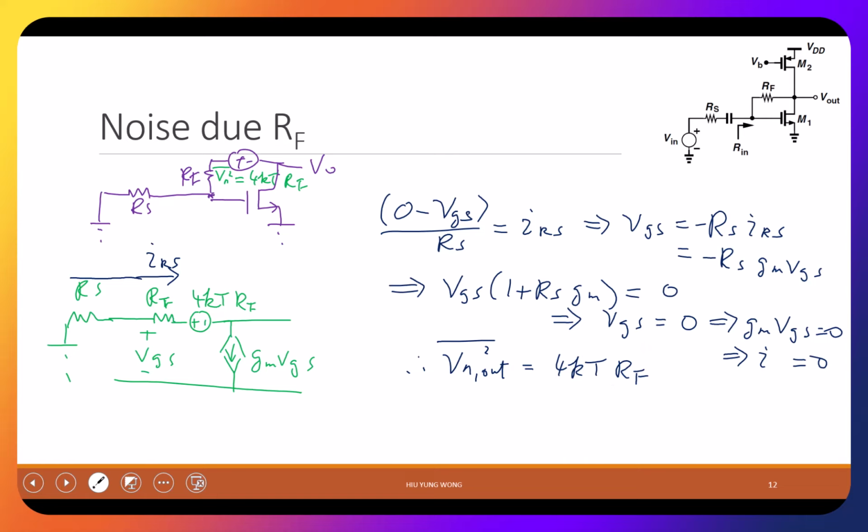Now this, I suddenly got confused also. Do you see what I'm trying to do? All we have to prove is that no current is flowing through here. And because no current is flowing through, you put a voltage source here. The potential from this point to this point must be equal to the voltage source. Make sense? So that's why it's 4kT RF. Any questions?